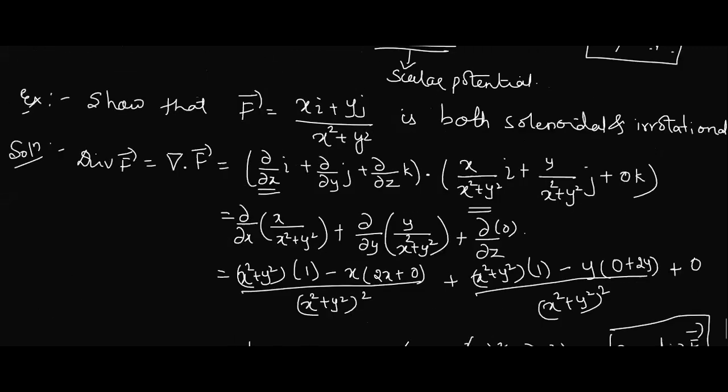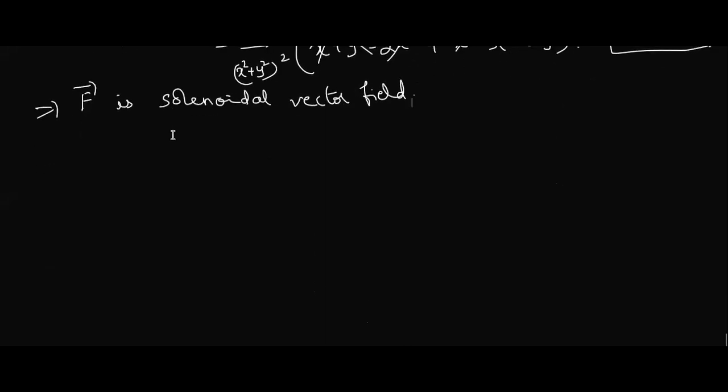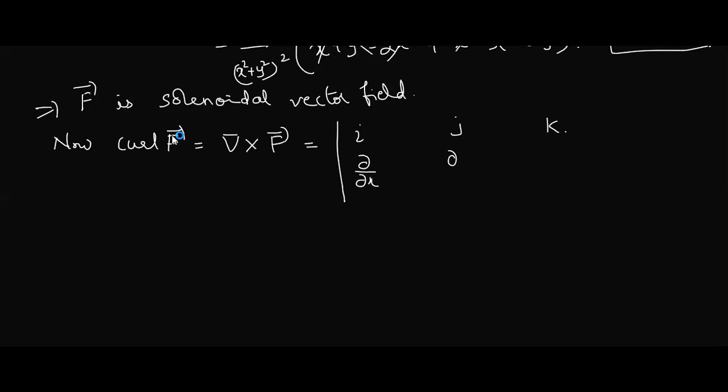Similarly, the second part of the question is we have to show that it is irrotational. So what do I have to start with? Curl of f. Let us take the curl of f. Curl means del cross f, a cross product. So how do we take the cross product? A determinant containing i, j, k as the first row. In the second row, should I write the coefficients of f or del? Del. Okay. Now in the third row, write the i, j, k coefficients of f.